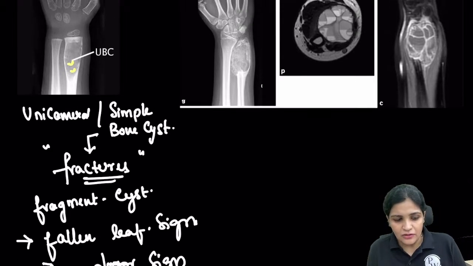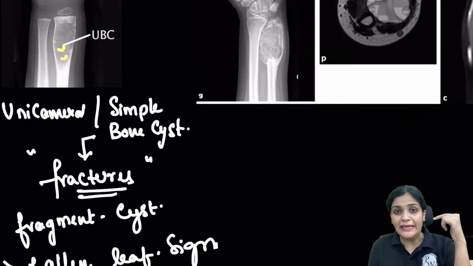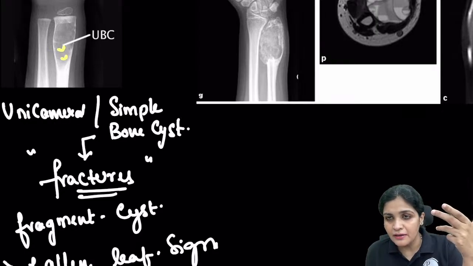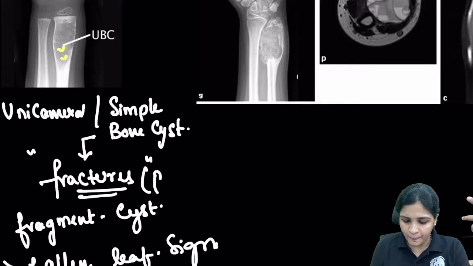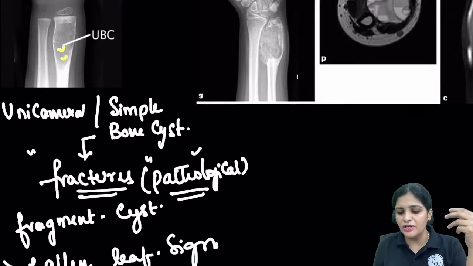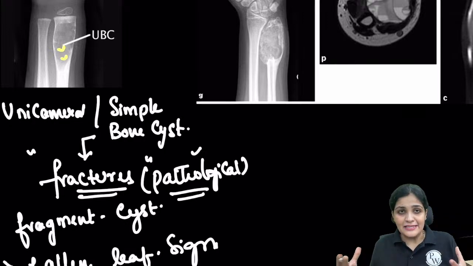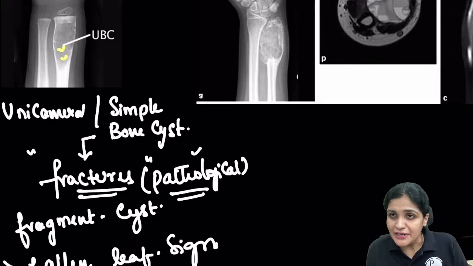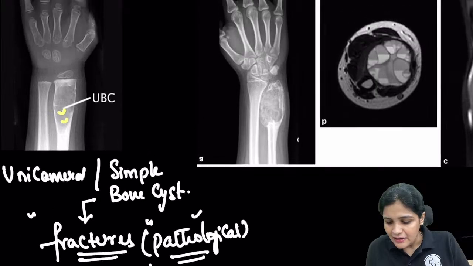And what is this fracture called? Whenever there is a fracture which is seen in the cyst, a specific name is given to it. It is called the pathological fracture, right? It is the pathological fracture because the bone is already weakened there. You have to remember simple bone cyst usually appears in the metaphyseal region, as you see, there is a cyst which is just a fluid-filled area. And whenever there is a fracture, this is called the fallen leaf sign. Is that clear? What is the next one?